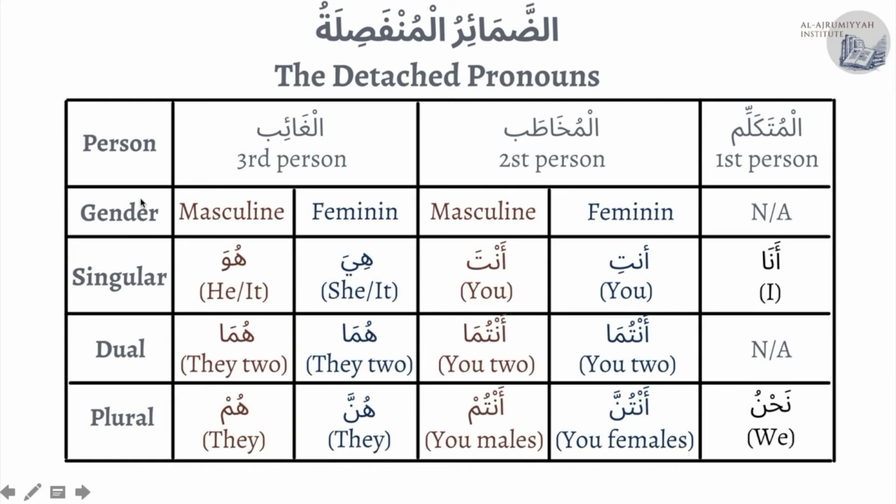First and foremost, you start off from the left side. You have person, gender, singular, dual, plural. For the person, you have three different persons. The third person, which is they, he, she. The second person is al-mukhatab in Arabic, which means you, and that's pretty much all we have in the English language. And then al-mutakallim, which is the first person, so I and we. Al-ghaib comes from the word ghaib, which means absent. So the person is absent, unseen, not there, so you're referring to him in the third person.